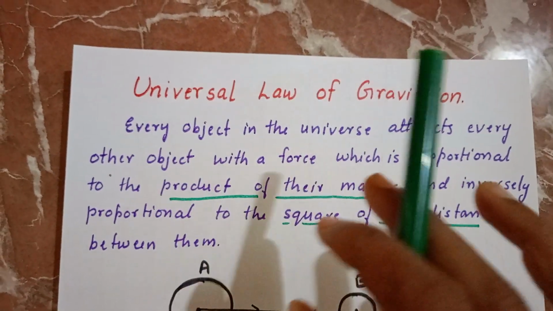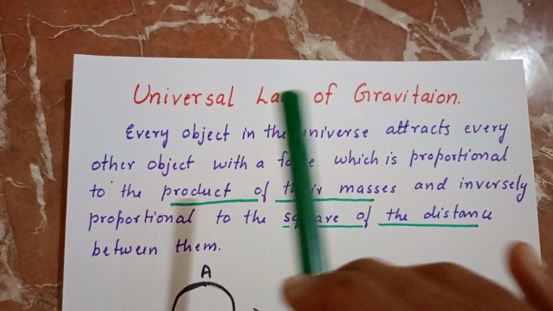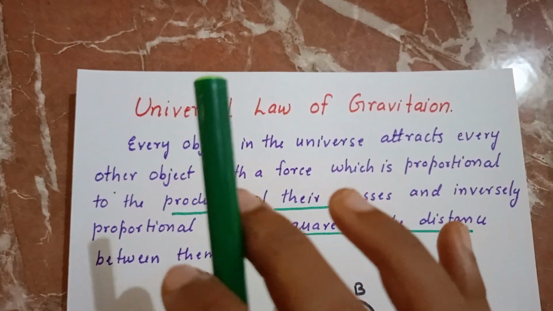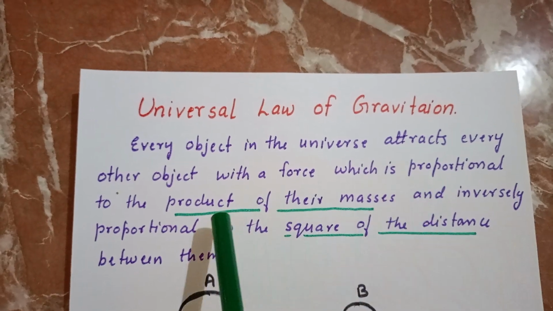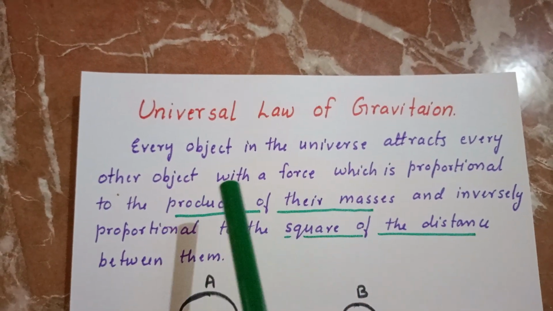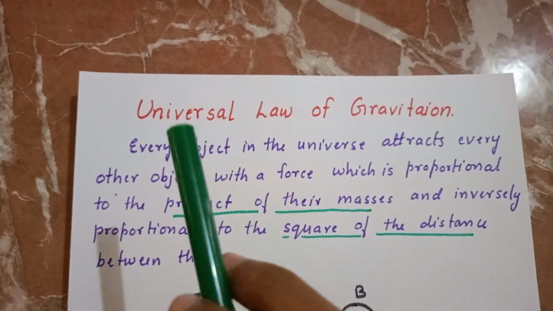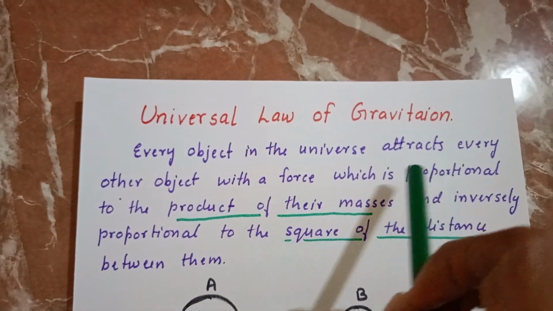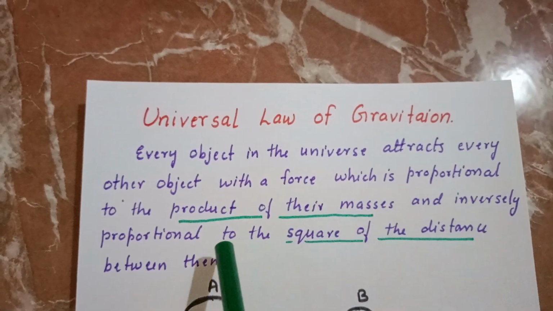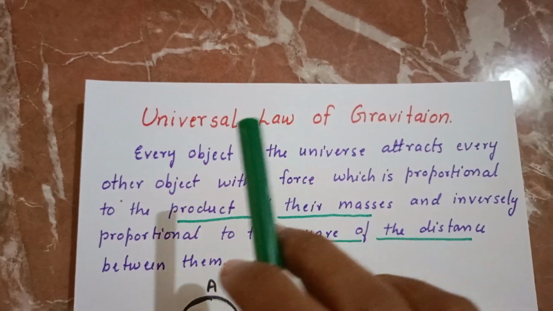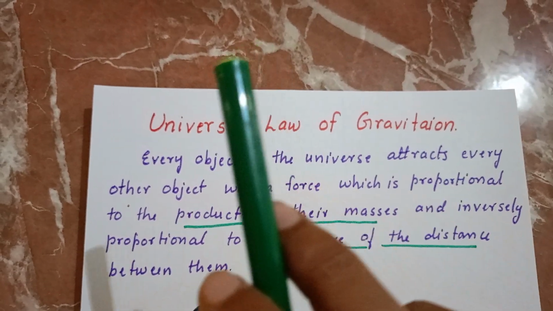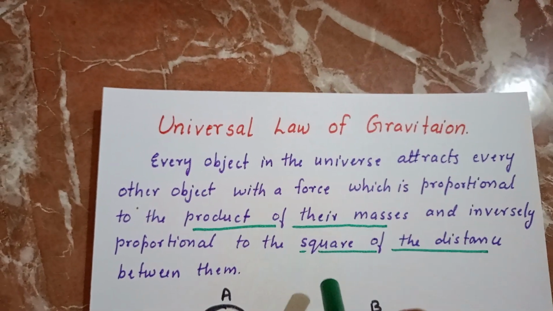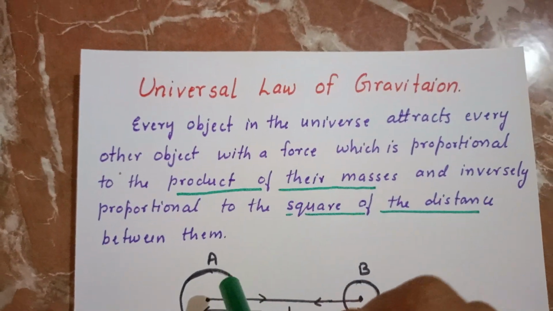So if we consider two objects in the universe, there will be a force of attraction between those two objects. This force of attraction will be proportional to the product of their masses. There will be a different mass for each object. So this force will be proportional to the product of their masses and inversely proportional to the square of the distance between them. So let me explain this using a figure.